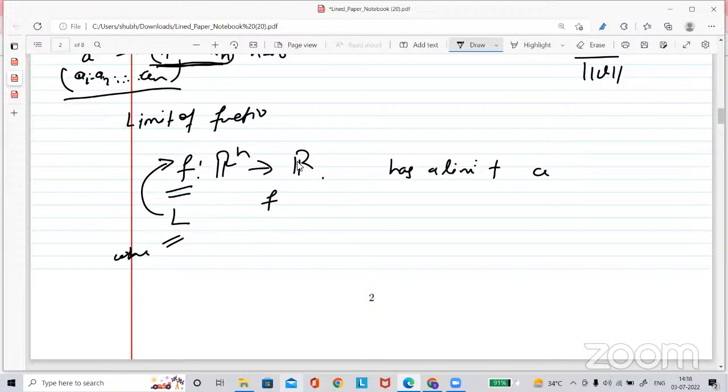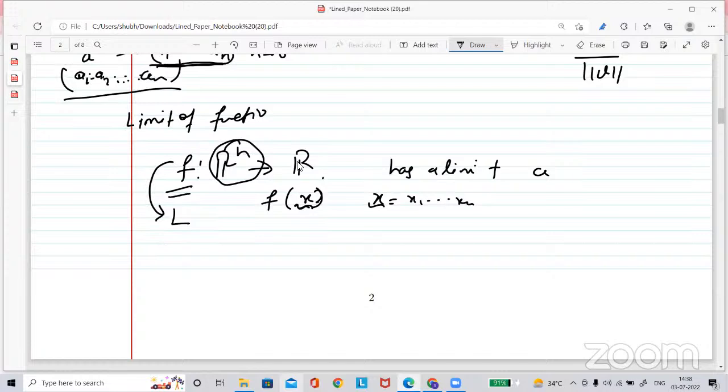Okay, so suppose we have a function f(x̃), where x̃ means x1 to xn, as we have in the domain Rn. So this function has limit L as x̃ approaches ã.